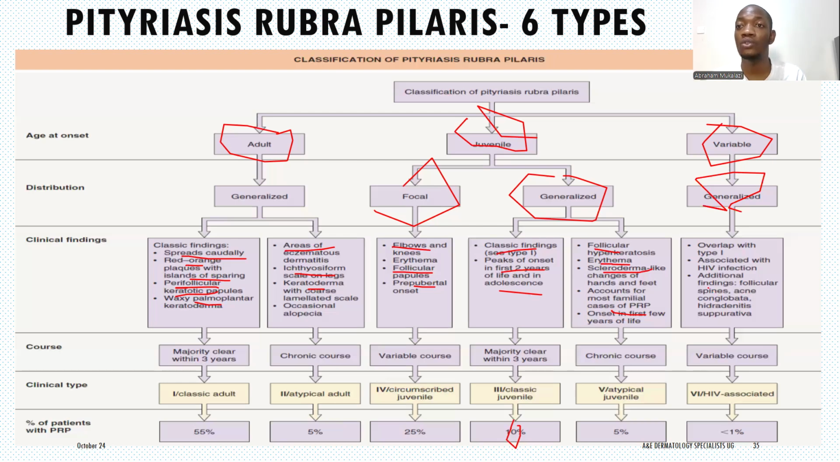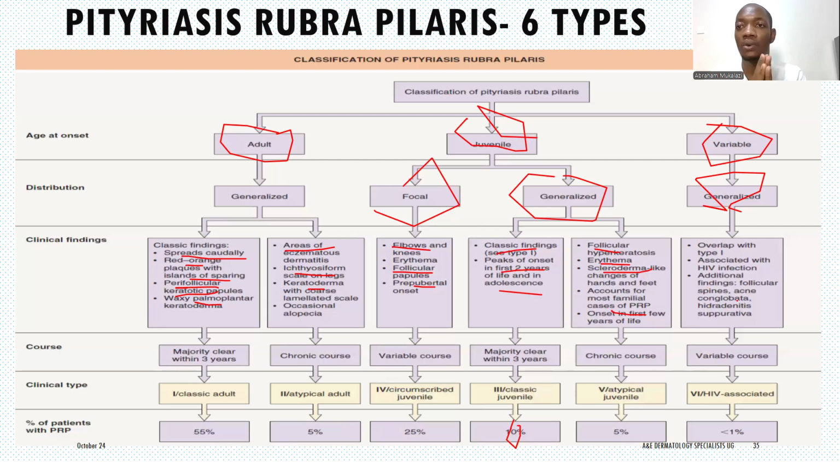the clinical features, on top of what we see in the typical, that is type 1, you'll add on other features, including follicular spines, acne conglobata, and also hidradenitis suppurativa. So when you're making this diagnosis, if you see a patient who has hidradenitis suppurativa, usually that one gives boil-like lesions or abscesses in the axilla, in the groin, in inframammary areas.